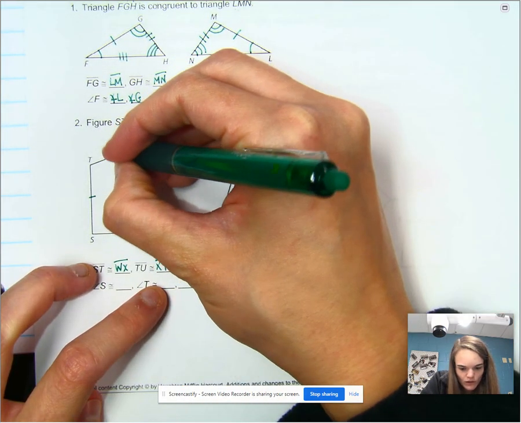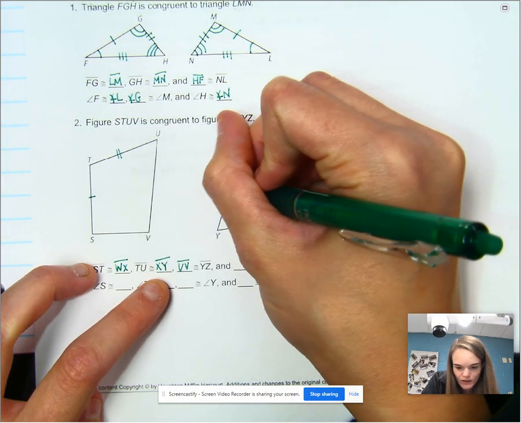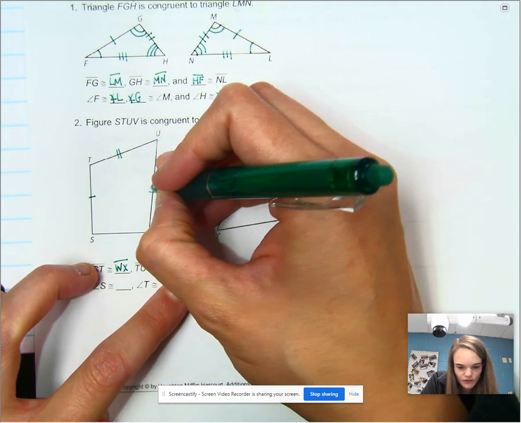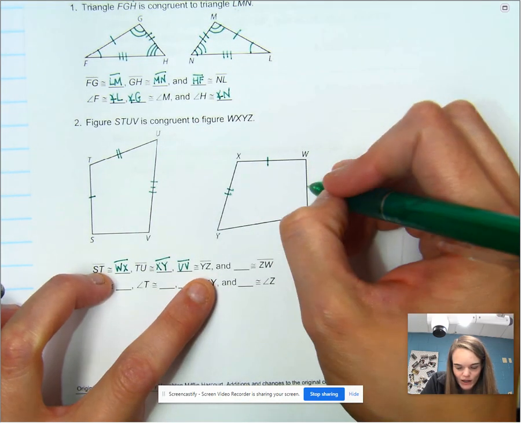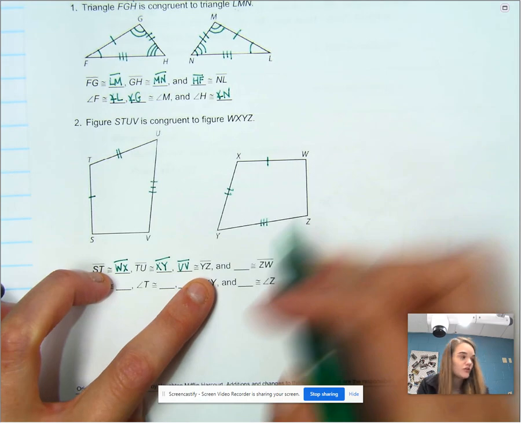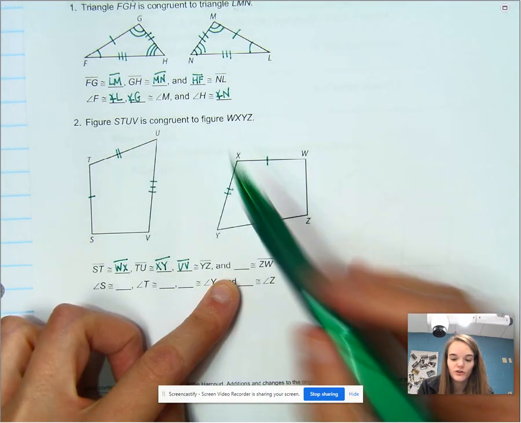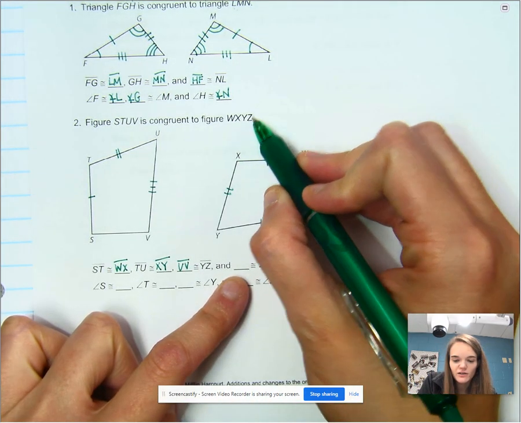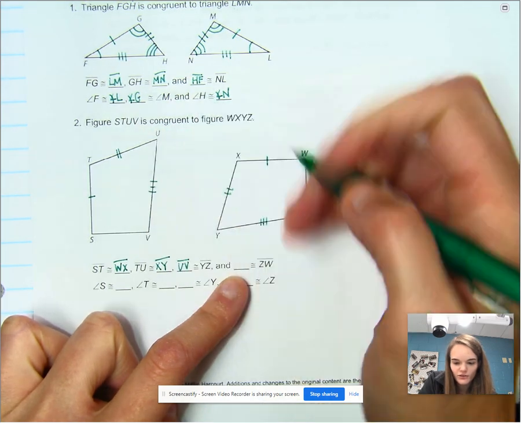TU, XY, UV, YZ. Notice they're not oriented the same. That's fine if it tells us they're congruent. ZW, VS.